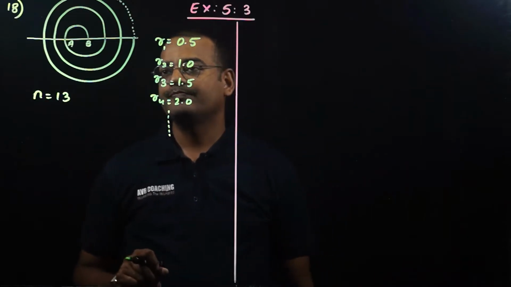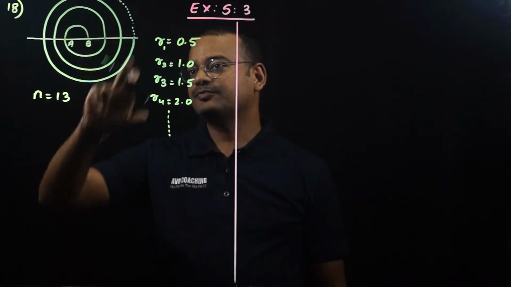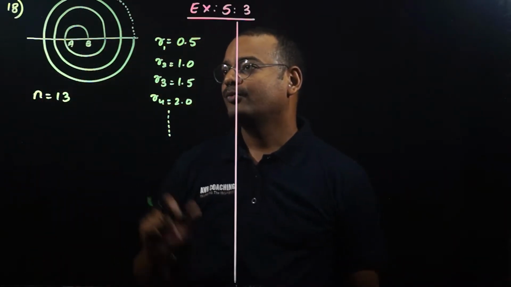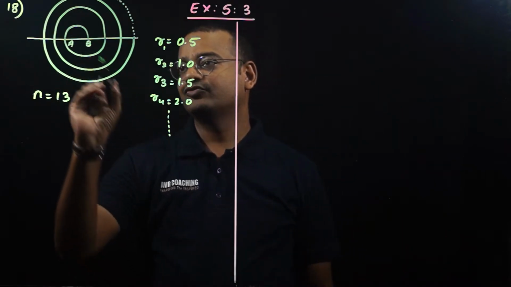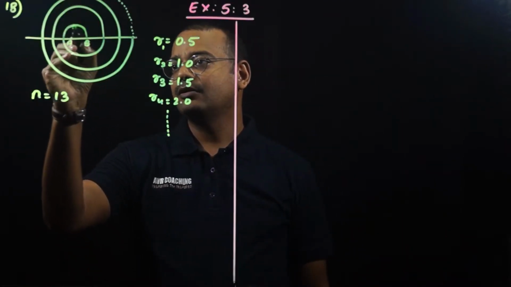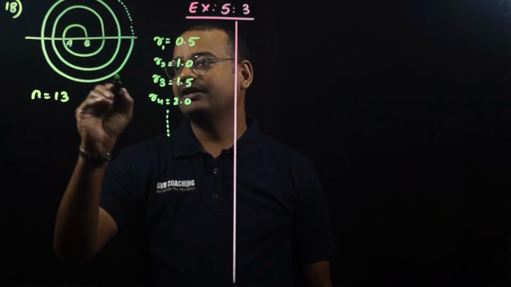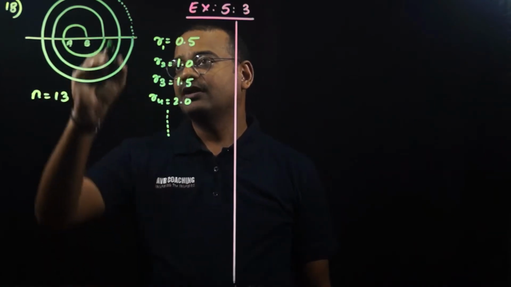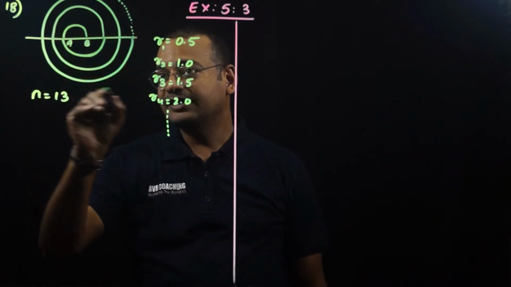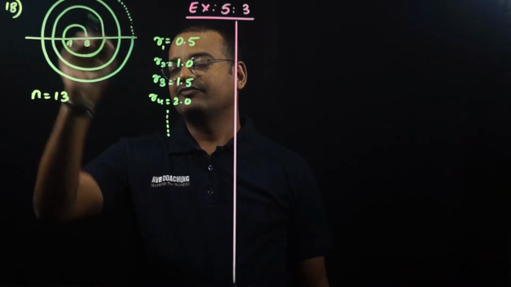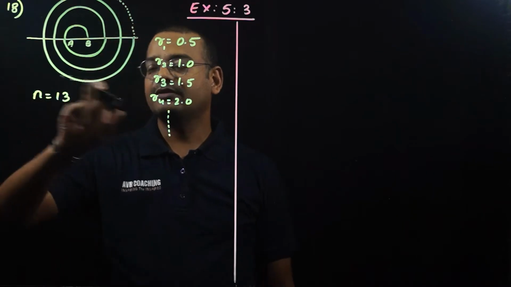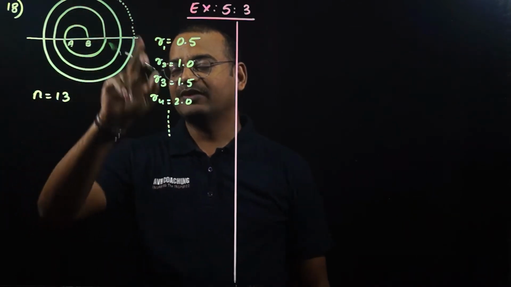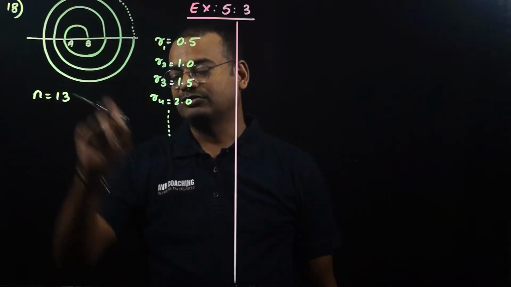Now 18th problem, this is a spiral. There is a spiral with centers A, B. So for one semicircle, the center will be A, and for the other semicircle, the center will be B, and so on. So there are around 13 spirals. We have to find the length of the wire used for doing the spiral with 13 rounds.